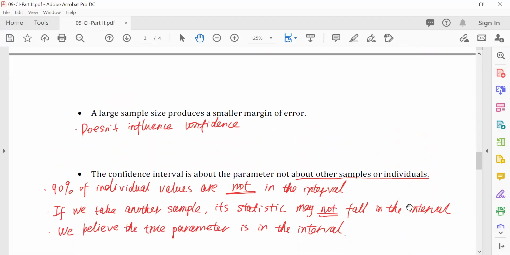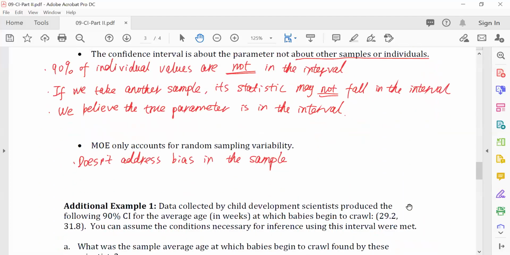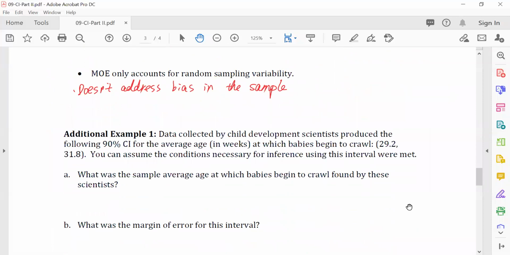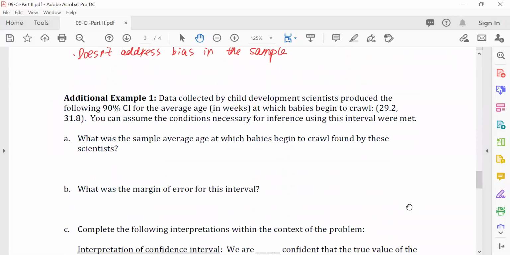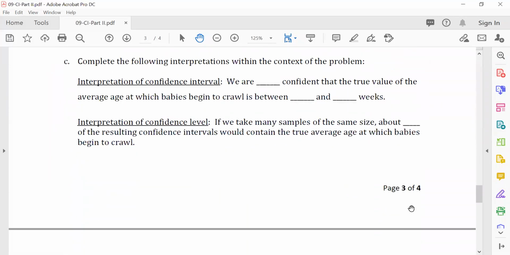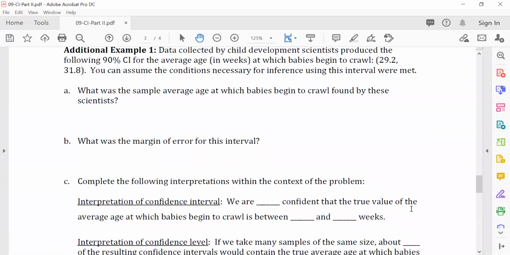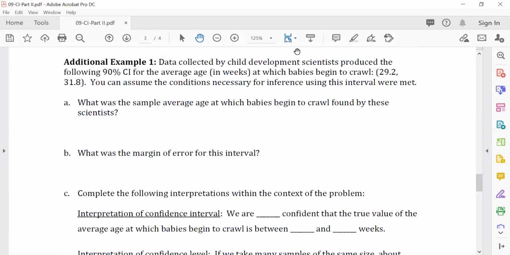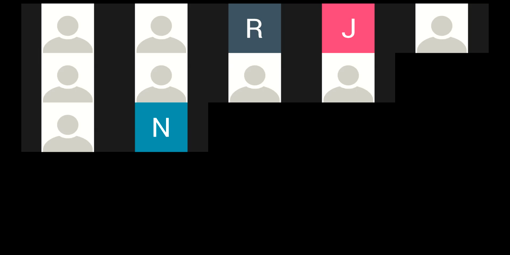Okay, so if you have no questions, please go ahead and take a look at this additional example 1 and try to see how you would answer those questions. I'm going to do that breakout room again.